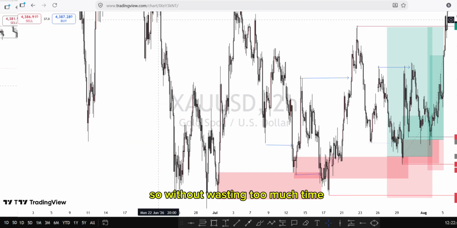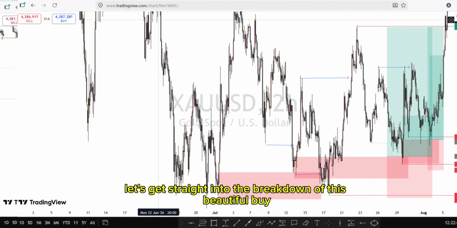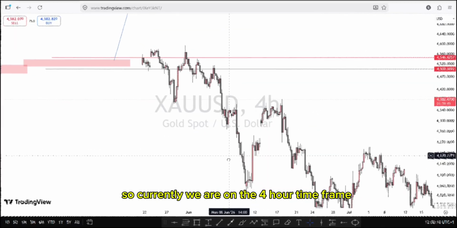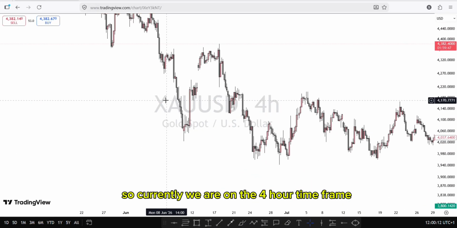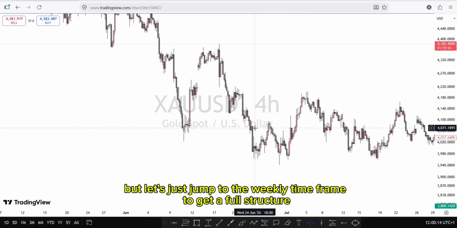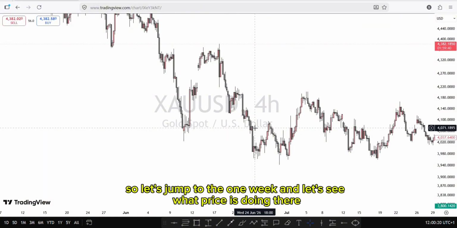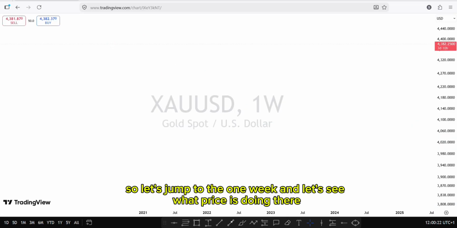So without wasting too much time, let's get straight into the breakdown of this beautiful buy trade on XAUUSD. So currently we are on the 4-hour time frame, but let's just jump to the weekly time frame to get a full structure direction of what gold is doing, right? So let's jump to the 1 week and let's see what price is doing there.